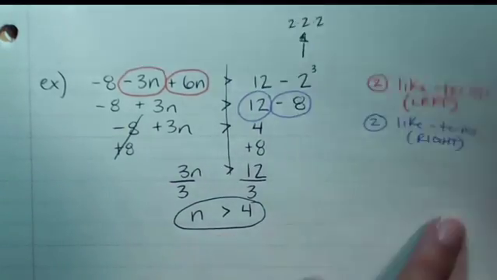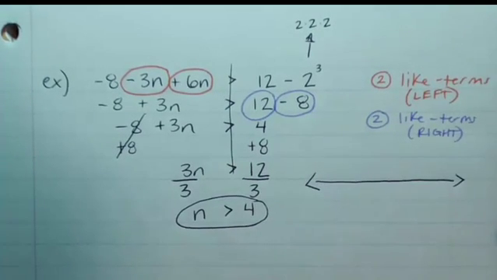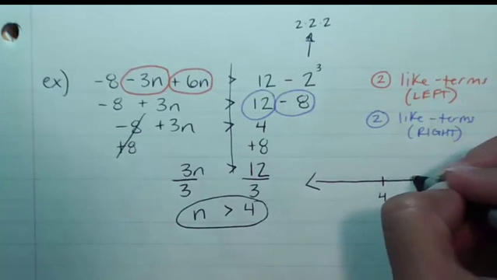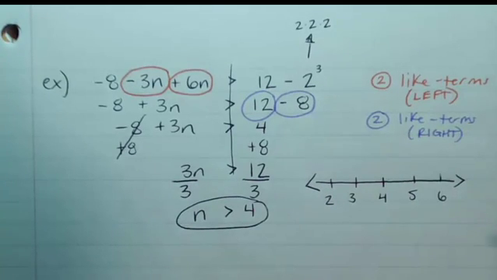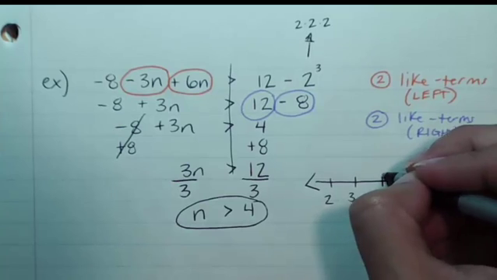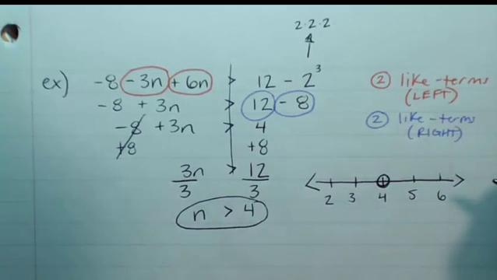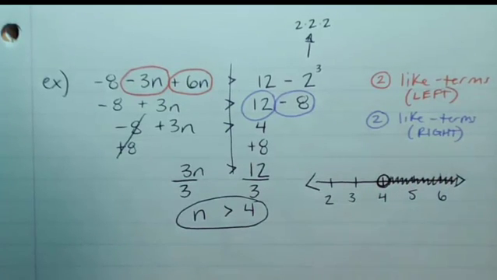Now if I was to graph this, go ahead and take a second to graph this. So this was also from Friday. How would I graph that? Okay, I'm going to have 4 in the middle. We'll do 5, 6, 3, and 2. Is this going to be an open or closed circle? n is greater than 4 would be an open circle. And if n is greater than 4, it has to be everything to the right. 5 and 6 are greater than 4.